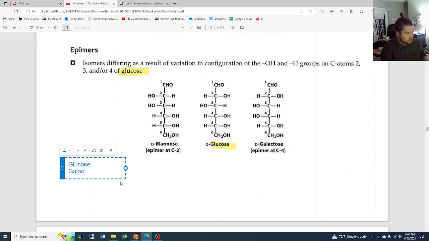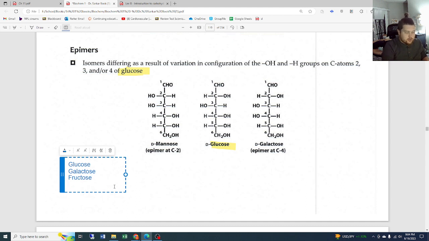glucose, galactose, let me quadruple check. Fructose. Which other ones do we get tested on? Mostly these three, glucose, galactose, and fructose.